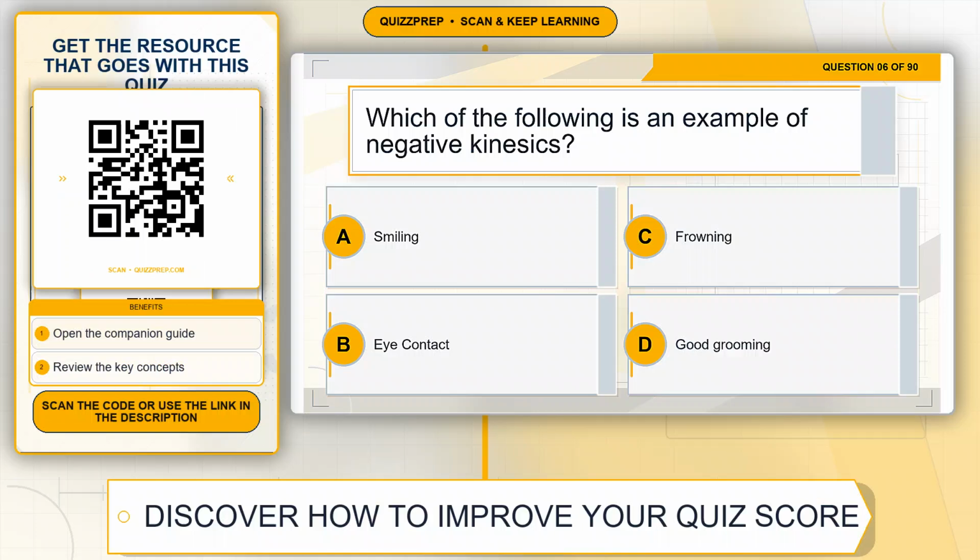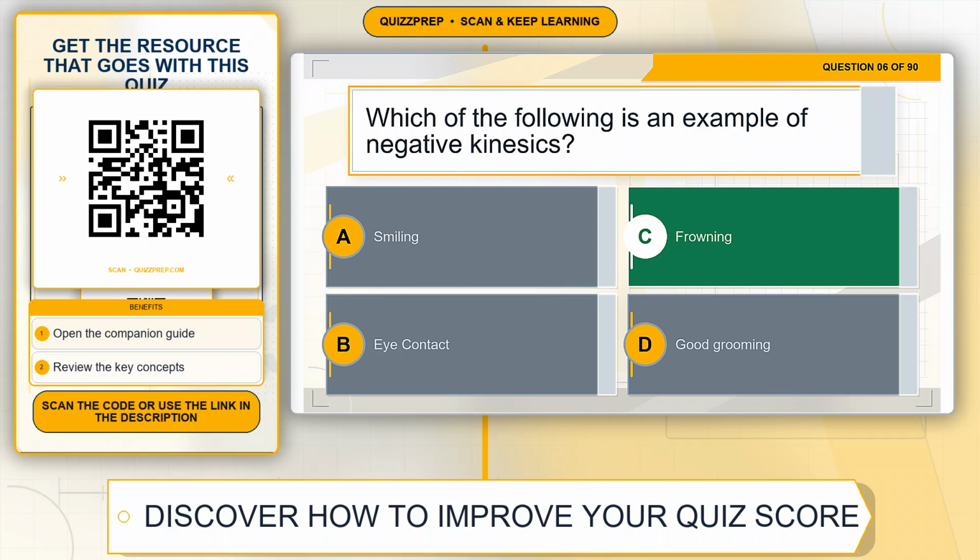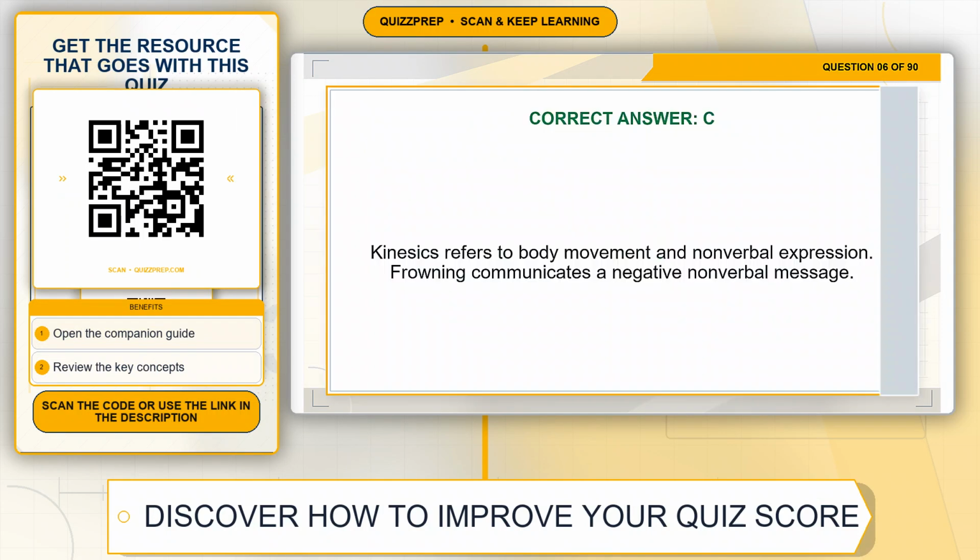Question 6. Which of the following is an example of negative kinesics? Option A, smiling. Option B, eye contact. Option C, frowning. Option D, good grooming. The correct answer is option C, frowning. Explanation. Kinesics refers to body movement and nonverbal expression. Frowning communicates a negative nonverbal message.